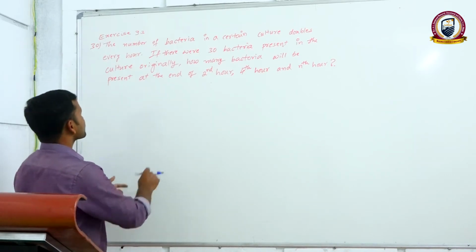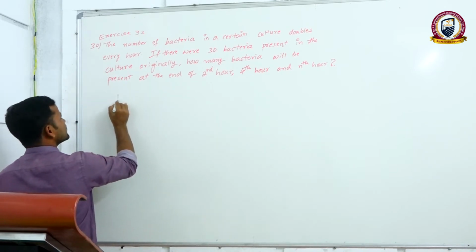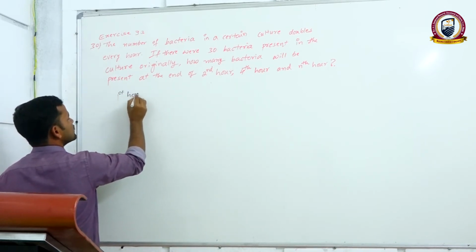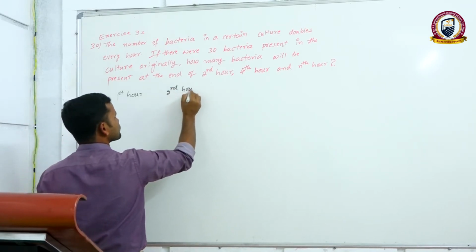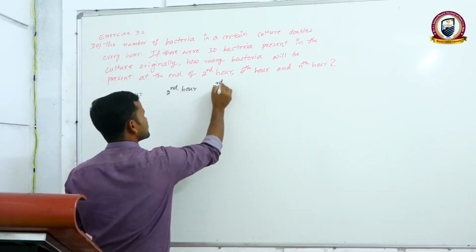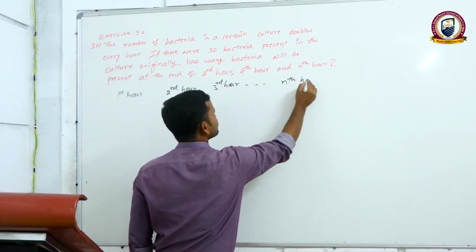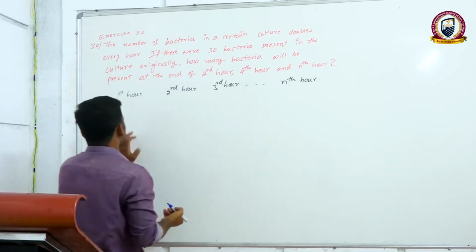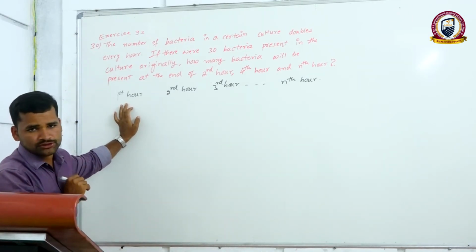Like that it is. Let me take a geometric progression here. At the end of first hour, and at the end of second hour, and at the end of third hour, like that it goes. And here at the end of nth hour. At the end of first hour means this will be the first term of our geometric progression.